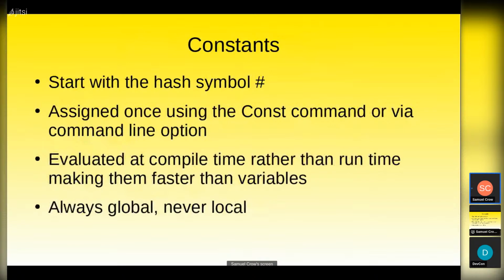Constants, other than the Boolean type, true and false, start with the pound symbol or hash symbol, and are assigned once using the const command or passed in via command line parameter option. They are evaluated before the program starts running and are often used to give more runtime speed. They cannot go out of scope, so they are always global.